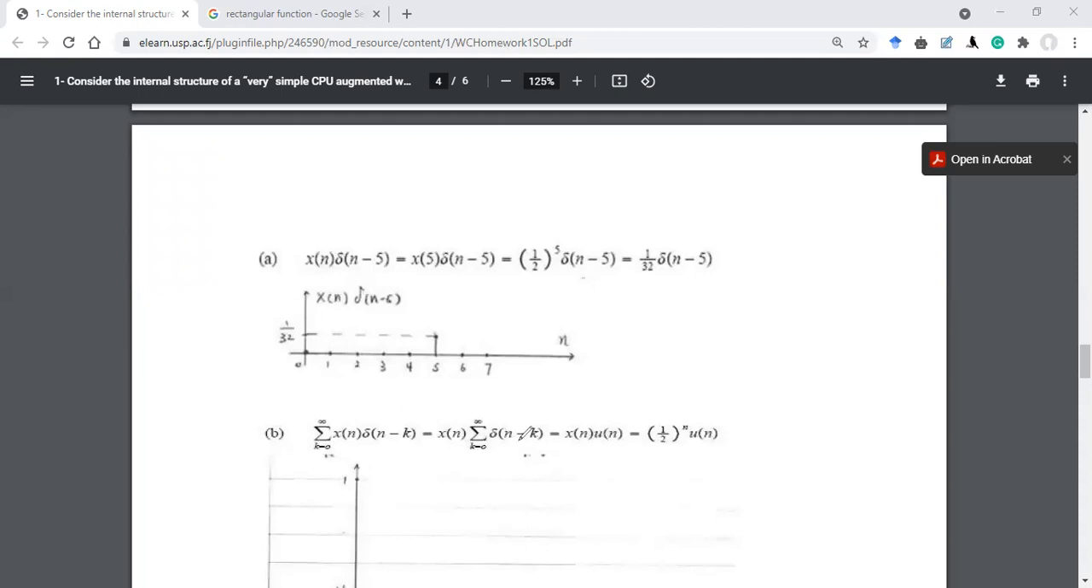Now, if we replace this with u of n, u of n multiplied by any function is an indication that we are only going to have values for n greater than or equal to 0. So this tells us that we have a value for x of n for n greater than or equal to 0. Otherwise, we have all zeros. So in place of x of n, we can write half to the power of n, and u of n is just there to indicate the limit, the starting and the ending point.